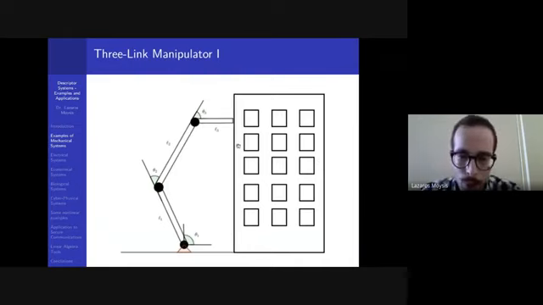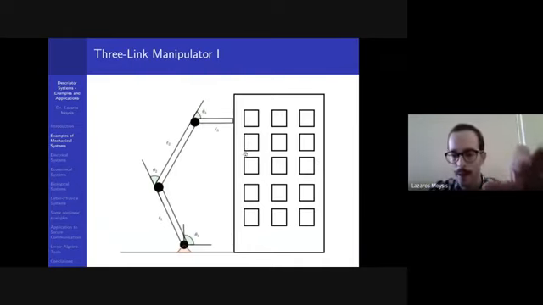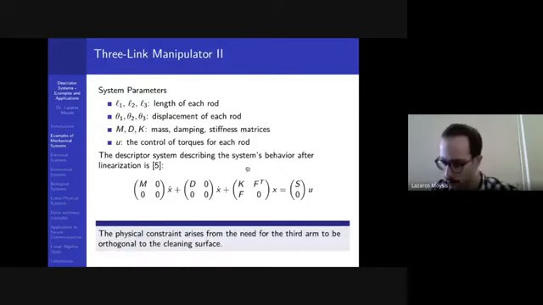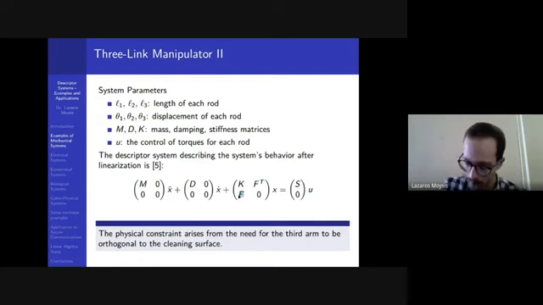Another case is a three-link manipulator. So this is again a very complex system, but in the papers that I cite, they're actually very simplified. The constraint here may appear from the fact that this last beam needs to always be adjacent to the building, so it always needs to be close to the building, and it also needs to be vertical to the building. So in this case, for example, we may have a sort of geometric constraint. This is signified right here, when we need the third beam to actually be always in contact and orthogonal to the cleaning surface. This is sort of a geometric constraint, if you like.